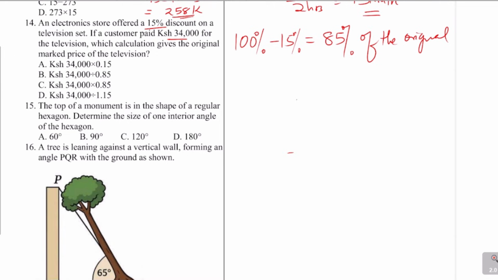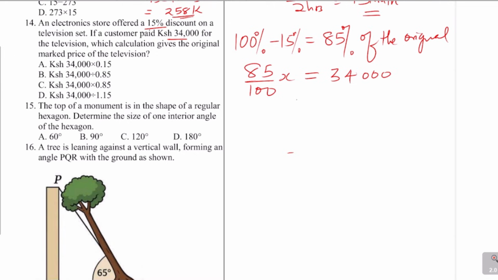So we assume the original is X. So 85% of the original, which is 85 divided by 100 of X. We let X be the original price or the marked price. That is what gives now 34,000.